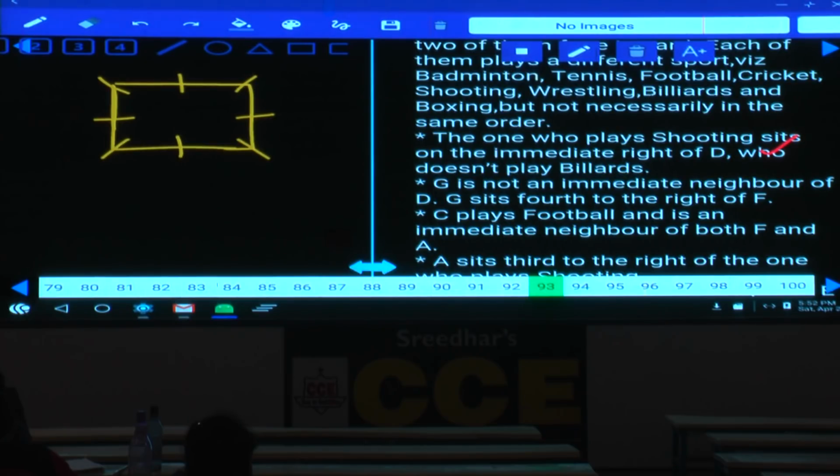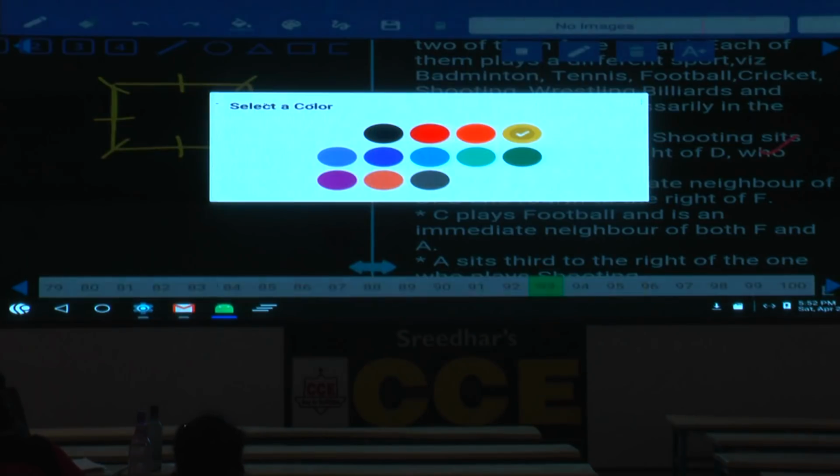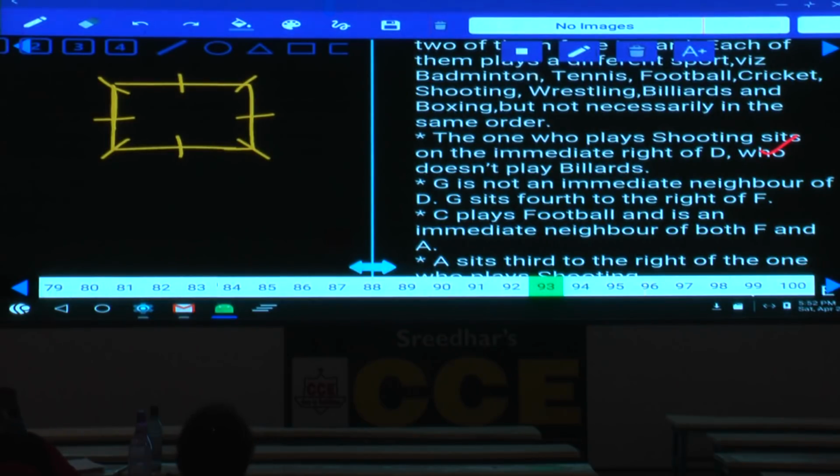Then the one who plays shooting sits on the immediate right of D. D does not play billiards. As of now we cannot fix this information because specific or definite information is not there. And G is not an immediate neighbor of D. And G sits 4 to the right of F. As G sits 4 to the right of F means G and F are opposite to each other. G and F are opposite.